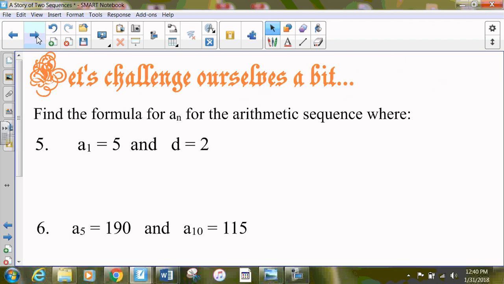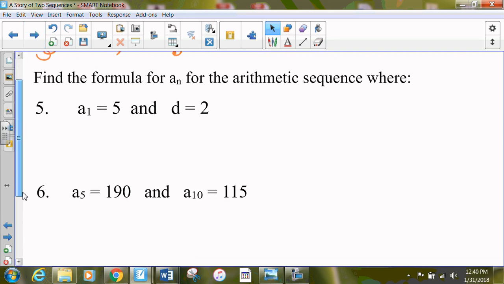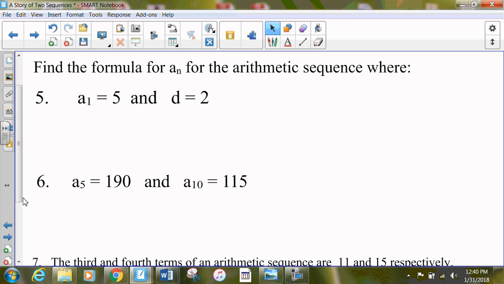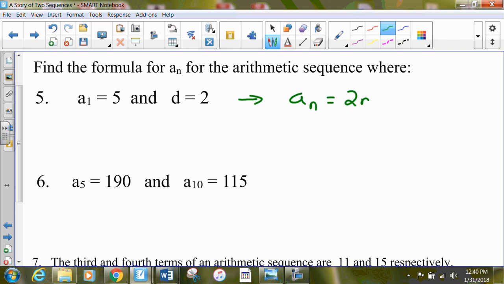All right, so now what if we're given a problem where we're given a term and the common difference, and we're asked to define the sequence, or find the formula, another way to say define the sequence. So what we're going to do is, well, we already know our nth term definition of the sequence would be a sub n equals 2n. So all we need is what's a sub 0.